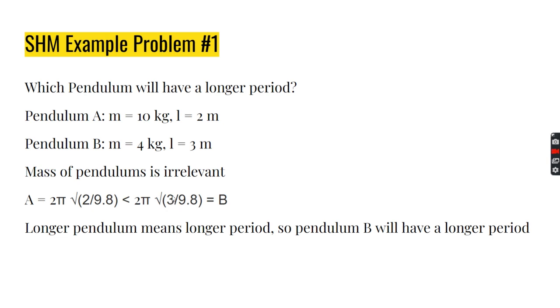And since it's not in the denominator, the opposite of the denominator, which that word is leaving me for a second, it's the top of the fraction, which means the bigger number means the bigger period. So B will have the bigger period because it has the larger length.